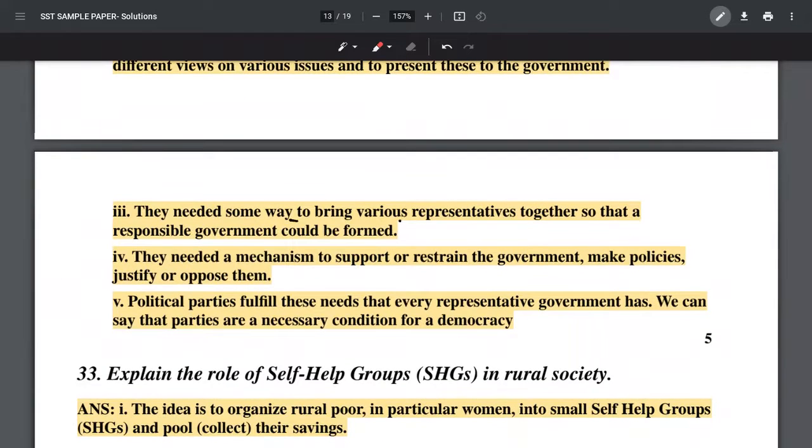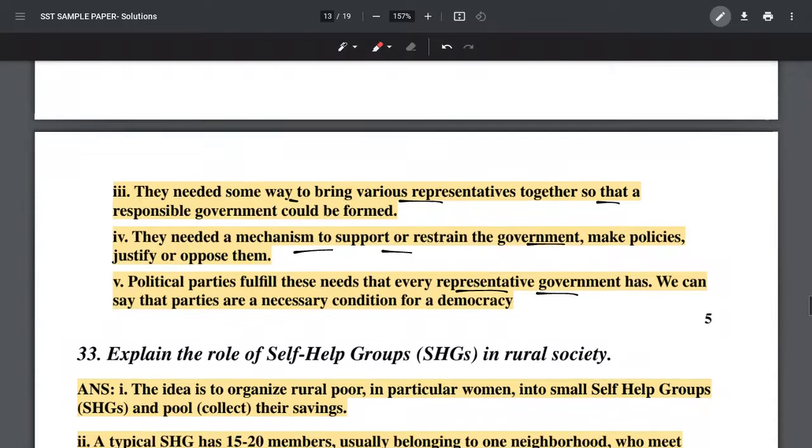So they need some way to bring various representatives together so that a responsible government can be made. And they need a mechanism to support or restrain the government, make policies, and justify or oppose them. Right? They need a proper working system so that they can restrain or support the government in making policies, or if the policies are wrong, they can say, no, you're doing it wrong, please do it this way, right? And political parties fulfill all the needs which every representative government has. Correct? And we can say that they are very necessary for a democracy. All right, so that's our answer 32.